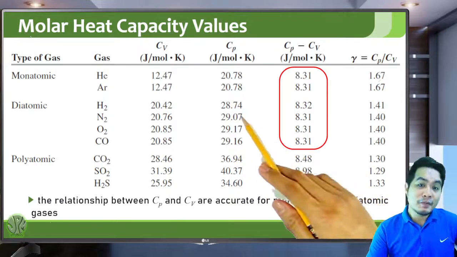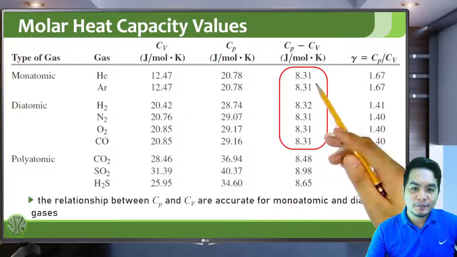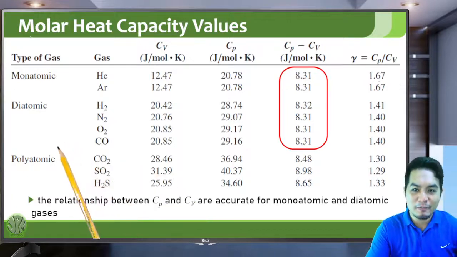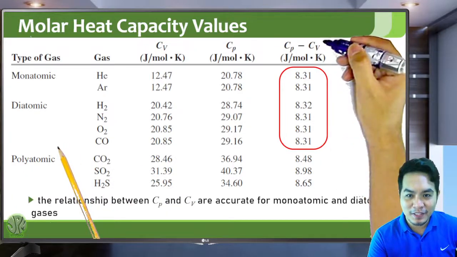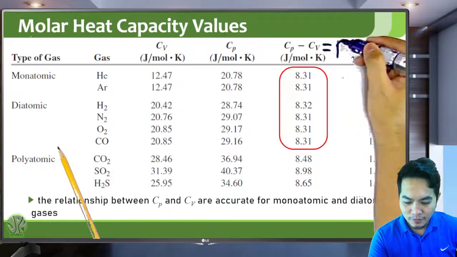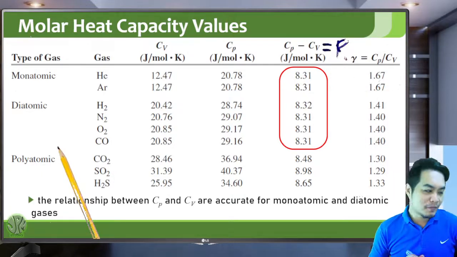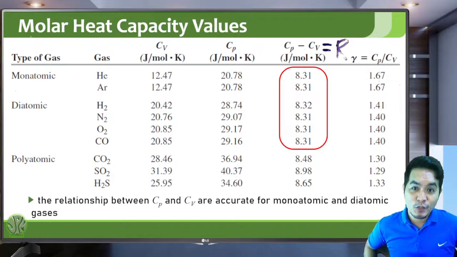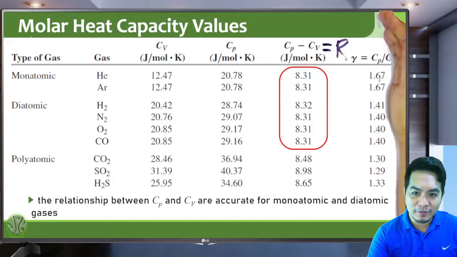But the difference between Cp and Cv is almost the same, 8.31 joules per mole Kelvin. Because the difference between Cp and Cv, this is the gas constant, right? This is equal to R, 8.315 or 8.3145, or round off 8.31 joules per mole Kelvin.